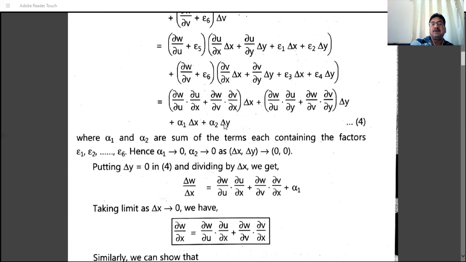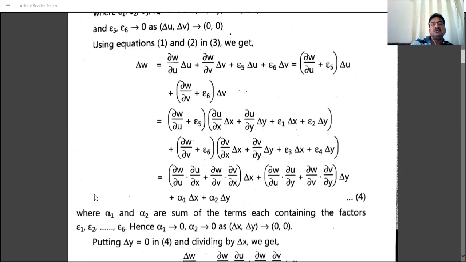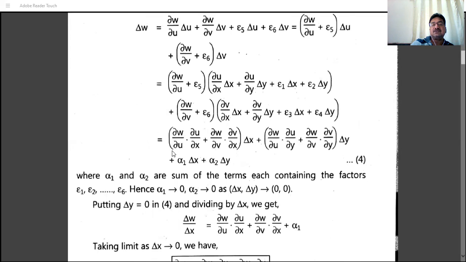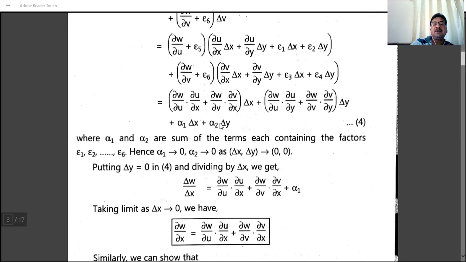So take delta x as common, and delta y as common. So alpha 1 is the addition of 6 terms, alpha 2 is the addition of 6 terms. Each of these terms contains one of the factors epsilon 1 to epsilon 6, and hence alpha 1 and alpha 2 tend to 0 as delta x, delta y tend to 0, because epsilon 1 to epsilon 6 tend to 0 as delta x, delta y tend to 0. Therefore the limit of alpha 1 and alpha 2 is 0 if you take delta x, delta y tends to 0.